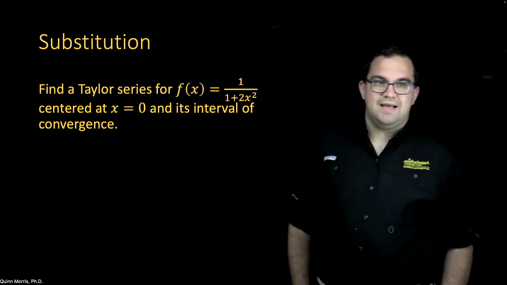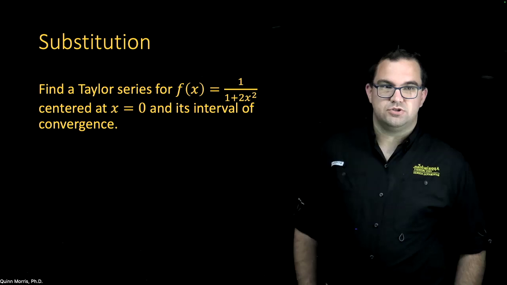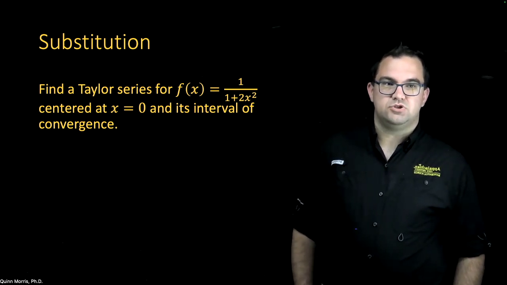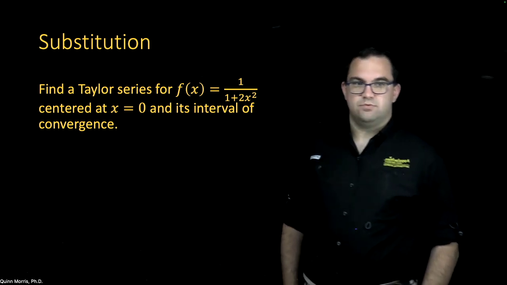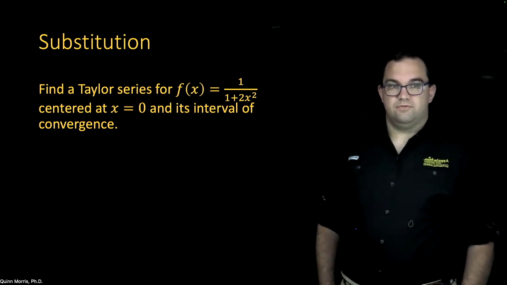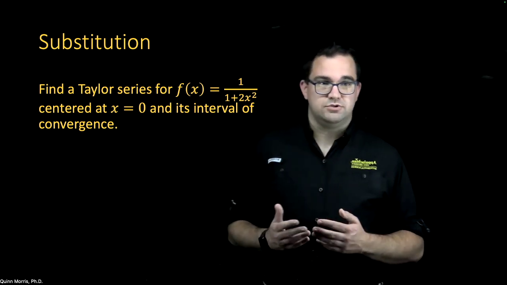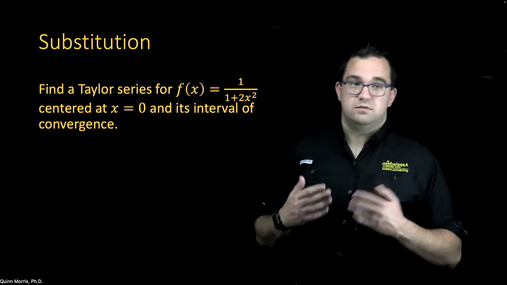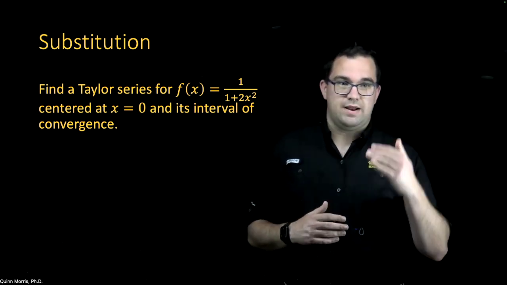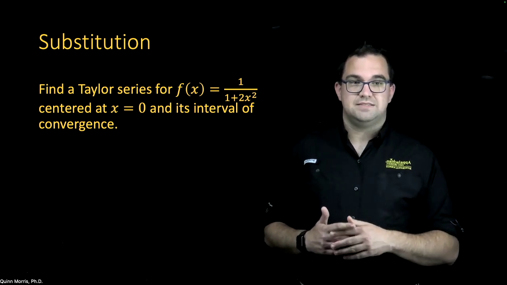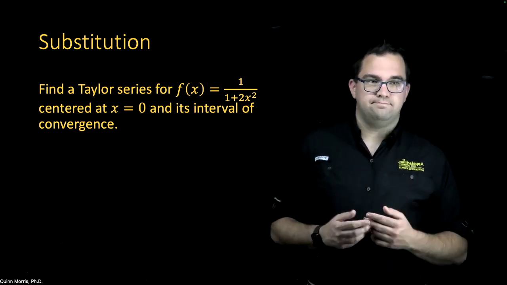So imagine that you were asked to find a Taylor series for the function f of x is equal to 1 divided by 1 plus 2x squared, centered at x is equal to 0, and to find its interval of convergence. So the first piece here, you want to find a Taylor series for this function. Now, the standard way to do this would be to write out the function value and its derivatives of various orders at 0, and try to find a pattern.